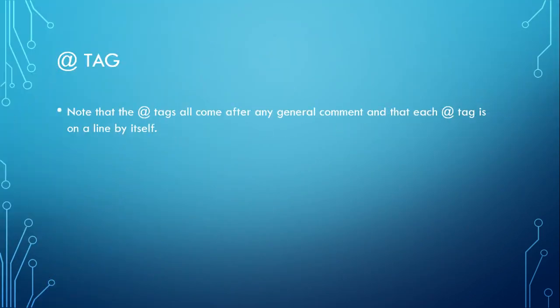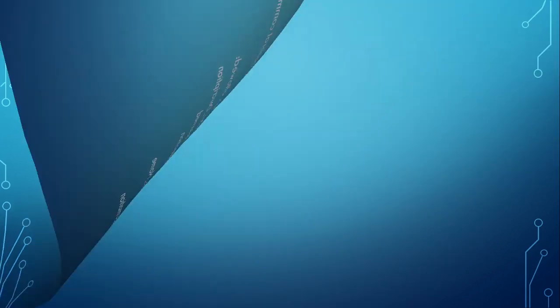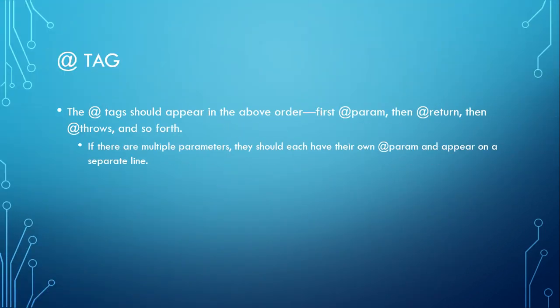So let's talk about those tags a little bit more. You'll note that the @ tags all come after any general comment, and that each @ tag is on a line by itself. So here are some more descriptions of @ tags. @param, and then you give a parameter. @return, and then give a description of what's returned. @throws gives you the exception of what's thrown. @deprecated, @see packageName.className, @author, and @version. The @ tags should appear in the above order. So whenever you're putting them in, they always go in the order that we have in the previous slide. First is @param, then @return, then @throws, etc.